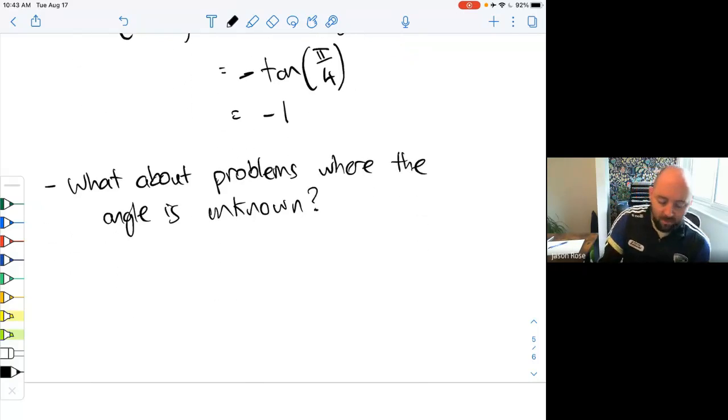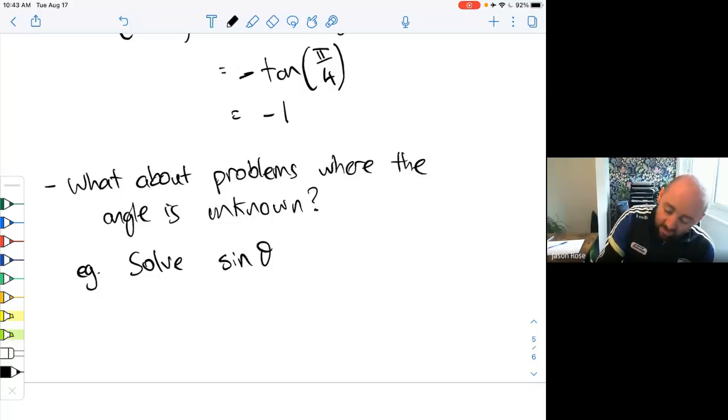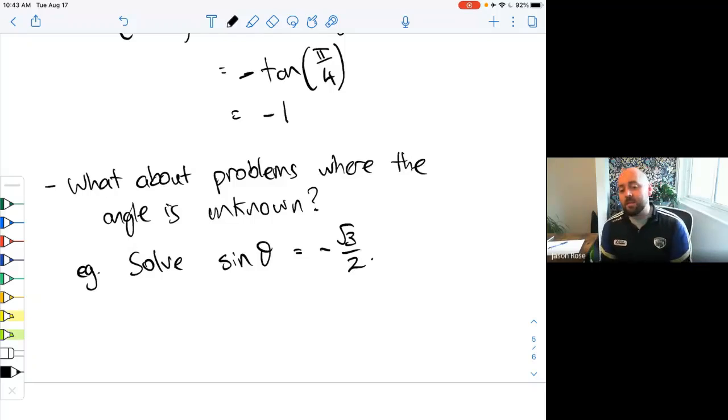So what about, for example, let's say we were trying to solve sine of theta equals negative root 3 over 2. This is a little bit different. This time we're asking, what is the angle that creates minus root 3 over 2? And this can be complicated because you might have seen already that there are at least two angles that work, two different angles.